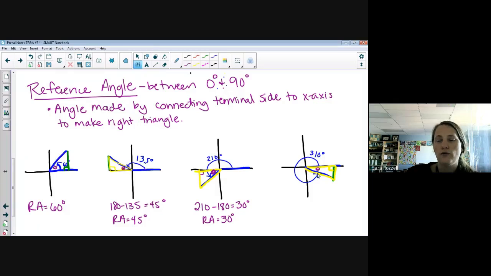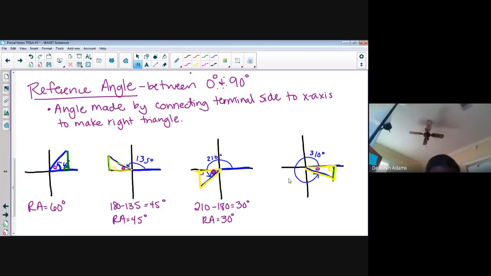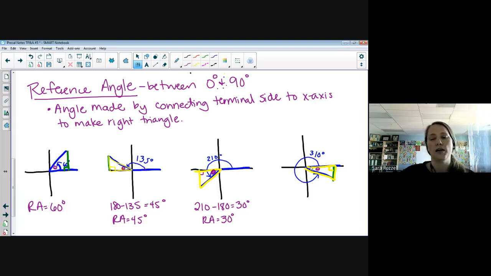What would be this little wedge? You want to give me, Deborah? I got 50. 50 degrees, good. Because you need 50 more degrees to get to 360, right? Is that what you did? Yeah. So 360 minus 310, and that is 50 degrees for our reference angle.